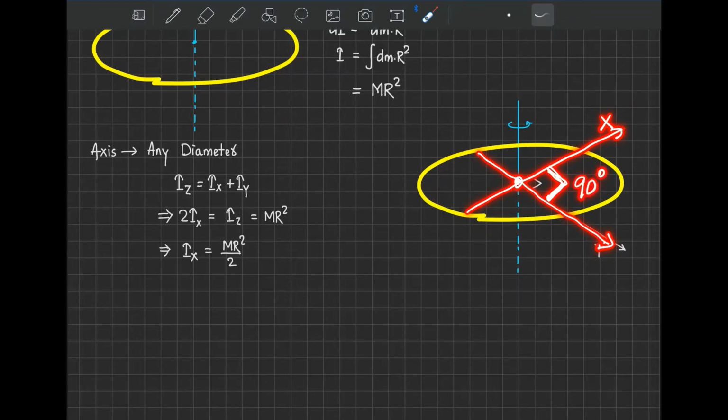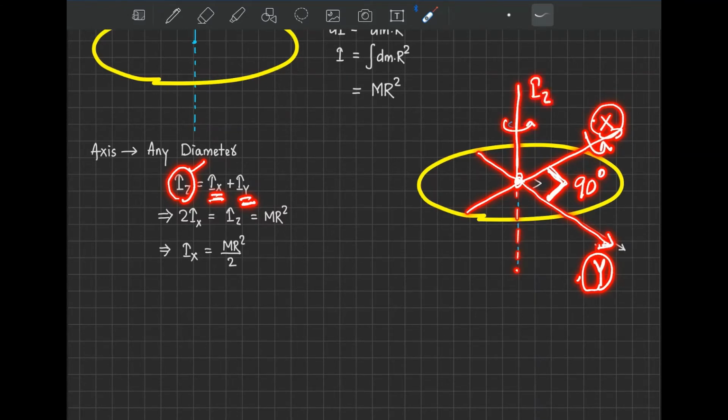They are perpendicular to each other, and I name them x and y. This is the x axis, this is the y axis. About the x axis, let's say the moment of inertia is Ix. Similarly about the y axis, the moment of inertia is Iy. Then according to the perpendicular axis theorem, Iz equals Ix plus Iy, where the z axis must pass through their intersection point and be perpendicular to both axes. This is our Iz, and it must be equal to the sum of Ix and Iy, which we get from the perpendicular axis theorem.